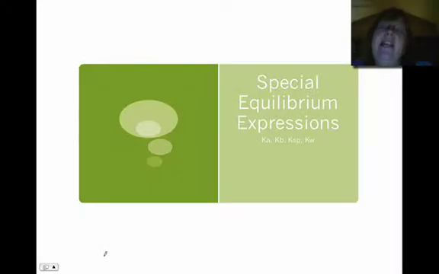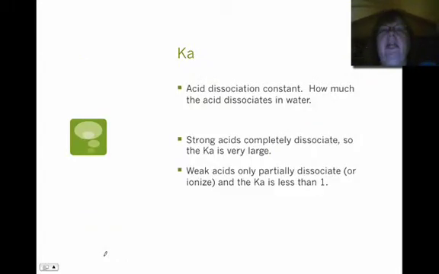Hi, this is our second video about equilibrium expressions, or capital K. I like to call these special equilibrium expressions, or special Ks. They are Ka, Kb, Ksp, and Kw. It is still exactly the same concept, the equilibrium expression, which is the products over the reactants raised to the coefficient in the balanced equation, but these are kind of special cases.